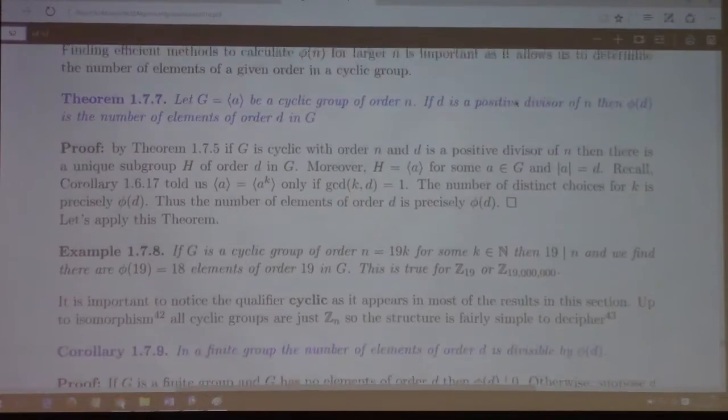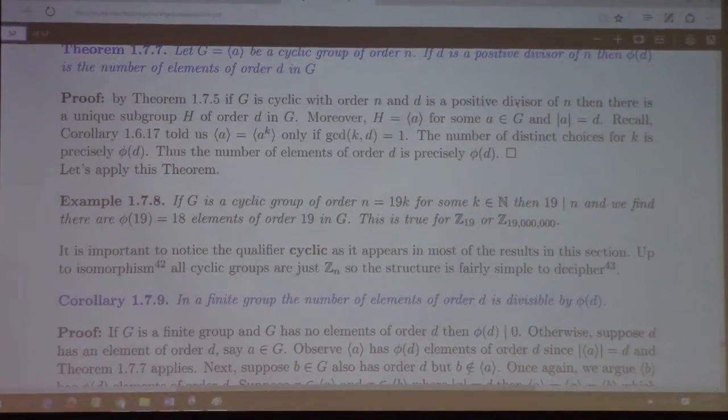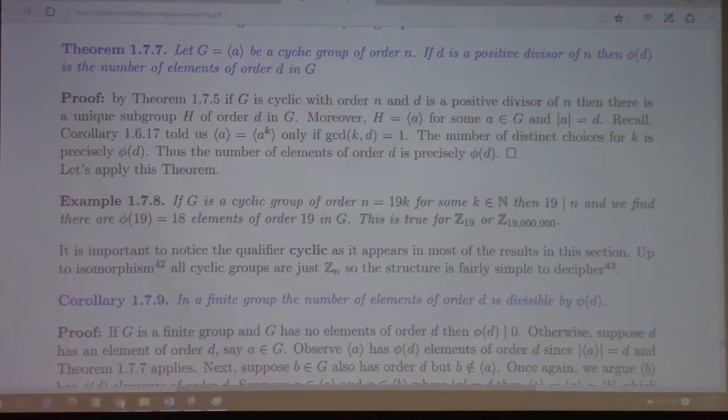Now, what makes this, on first glance, really surprising is that it's true whether you're looking at, for example, n equals 19k, groups like that. So you could look at Z19, but you could just as well look at Z19 million. The number of elements of order 19 is 18 in this guy or that guy.